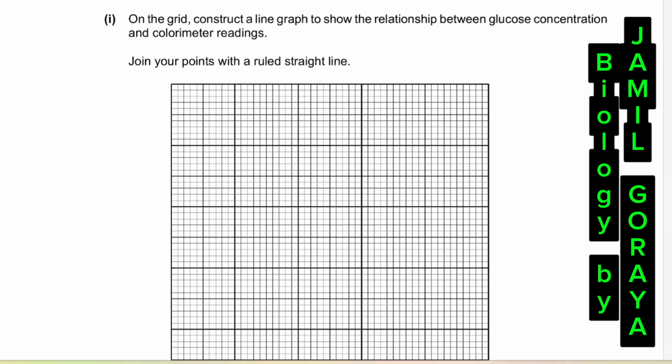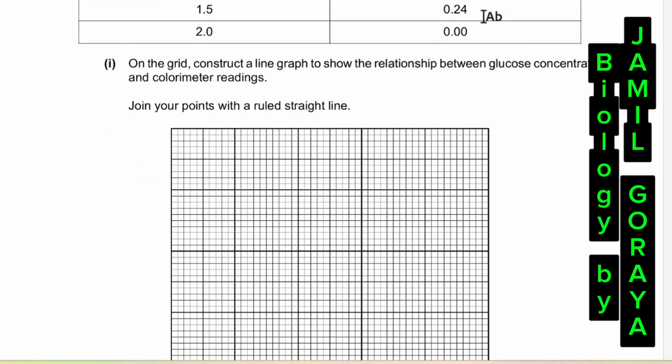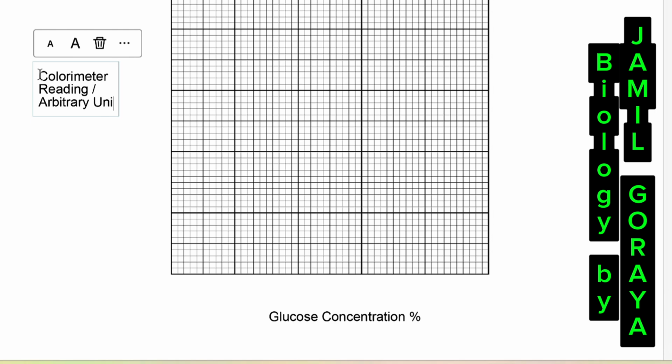Similarly, the data given on the y-axis is calorimeter reading / arbitrary units. So we will label the y-axis the same as given. Calorimeter reading / arbitrary units. This labeling will give us 1 mark.